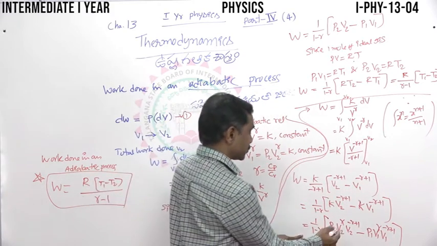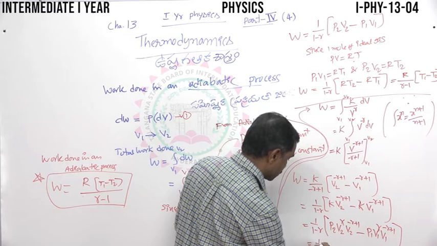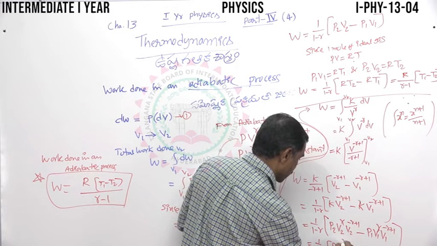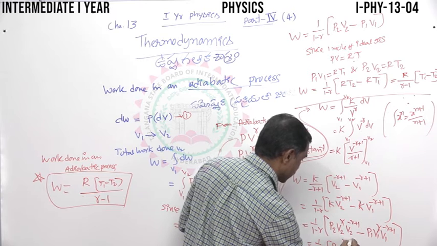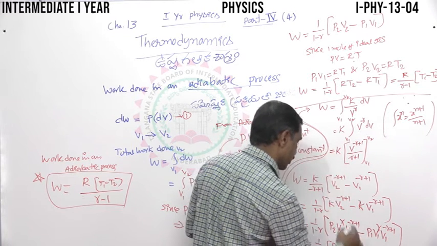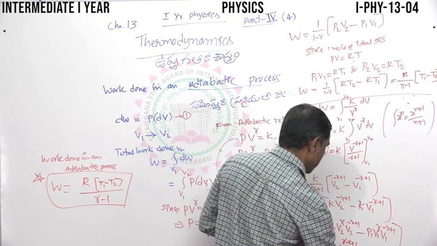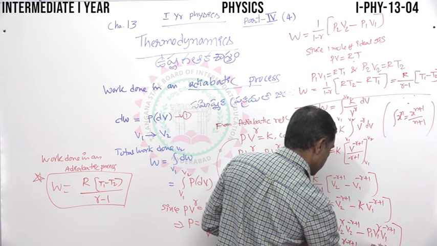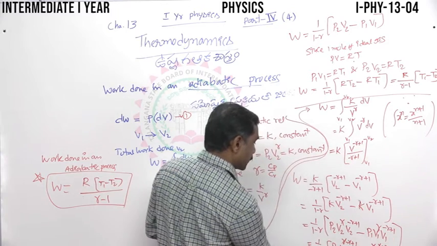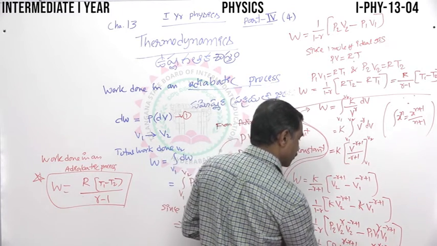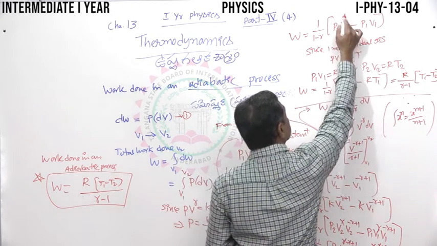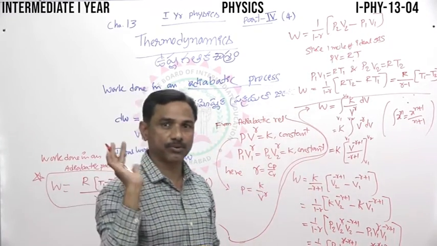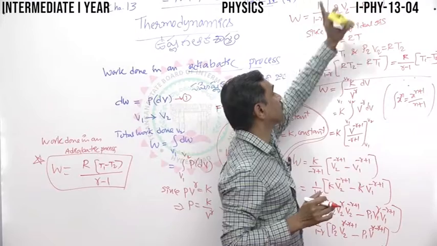Finally, on adding, I'll write one more step here: 1 over (1 minus γ), P2 V2^γ times V2^(-γ+1). The -γ+1 combines with γ so that you get V2 to the power of 1. Similarly, P1 V1^γ times V1^(-γ+1), so you get V1 to the power of 1. So P2 V2 to the power of 1, P1 V1 to the power of 1. If nothing is written, the power is 1. When you write 2, it means 2 to the power of 1, 3 means 3 to the power of 1.